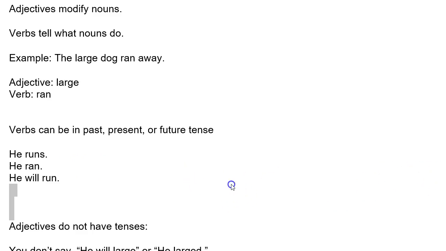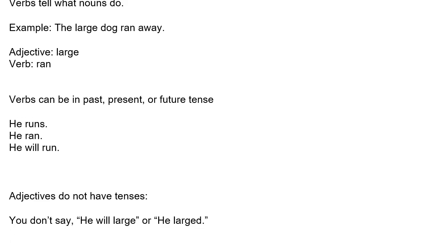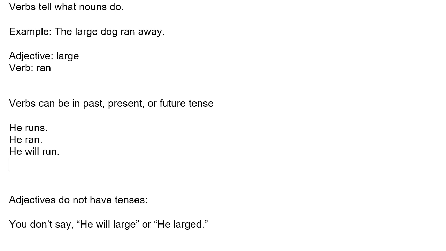Verbs have tenses. They can be in the past, and the present, and the future. That's how you can recognize a verb. If a thing can happen in the future, or the past, or the present, it's a verb. Adjectives don't have tenses. For example, large is an adjective, but you don't say he will large or he larged. That doesn't make any sense.